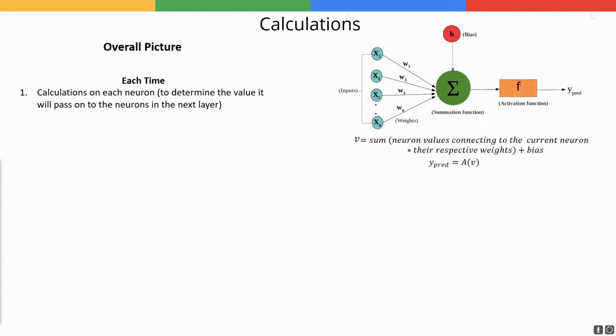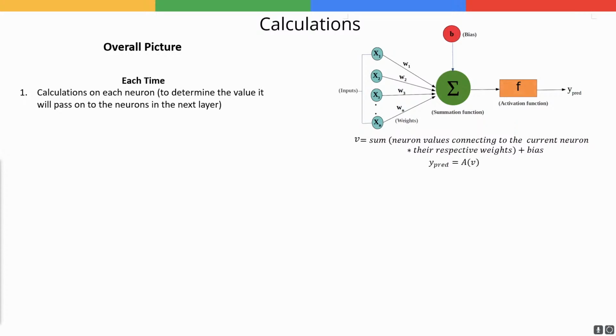We take the neuron values connecting to the current neuron, multiply each of them with the respective weights, and then add them together. Now, if you look here, for those who took linear algebra, this is similar. This is exactly the same as the dot product. So for example, in this case, it'll be x1 times weight 1 plus x2 times weight 2 plus x3 times weight 3, and so on and so forth.